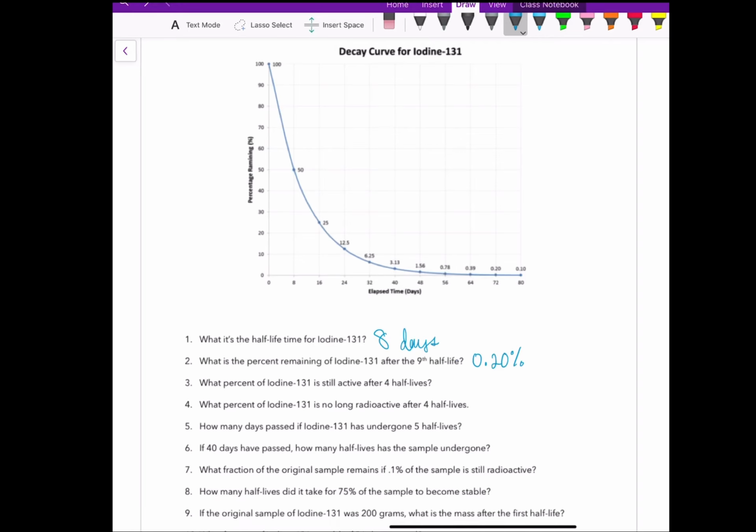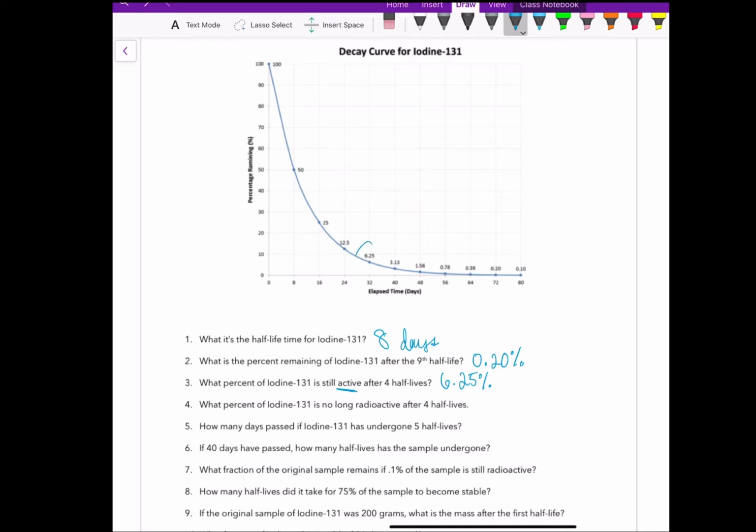Number three, what percent of iodine-131 is still active after 4 half-lives? So 1, 2, 3. Here's the 4th half-life, and when it says active, we're talking about what is still remaining, what is radioactive. So our answer would be 6.25%.